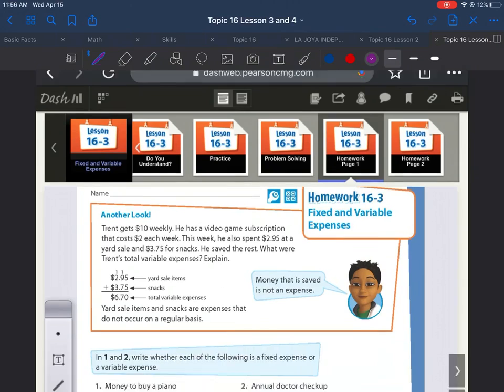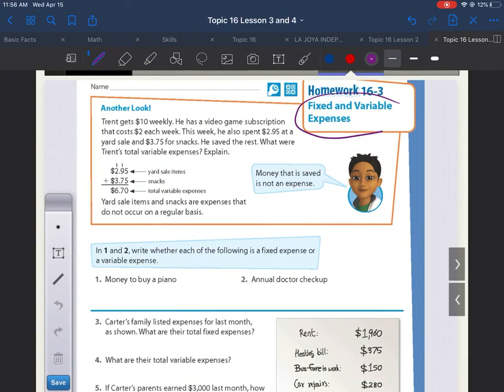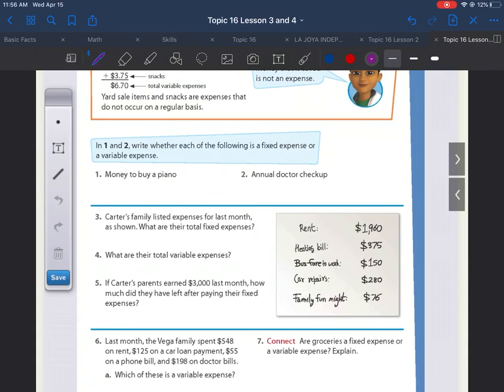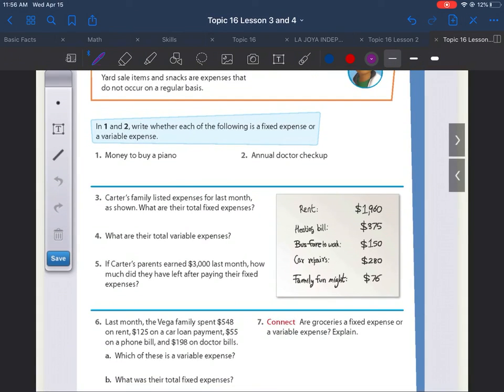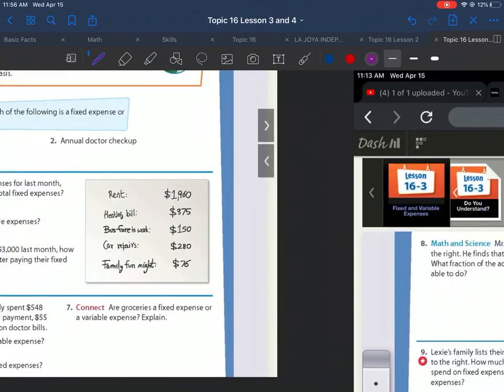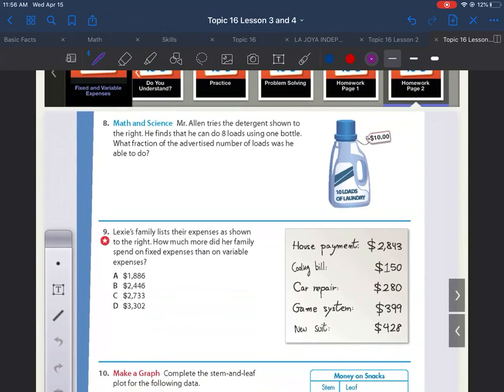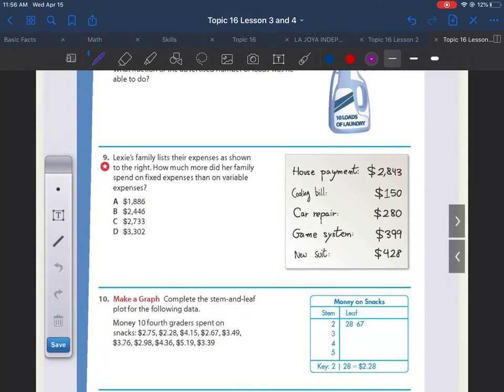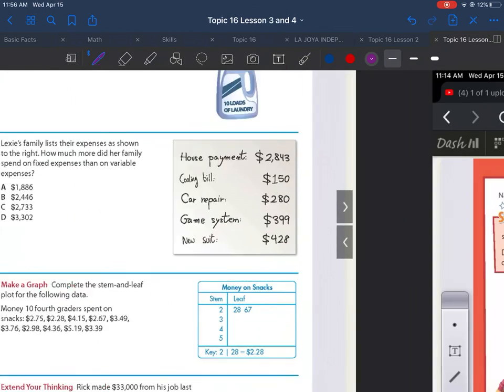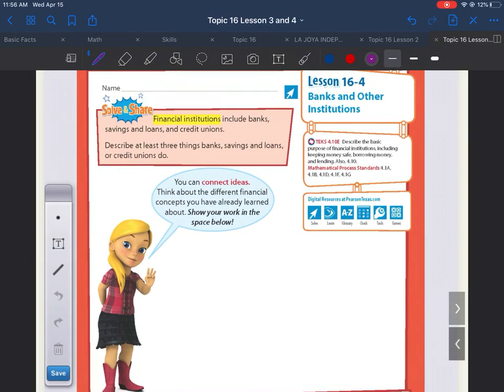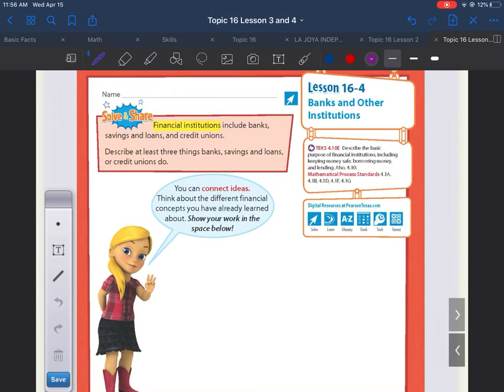Okay, boys and girls, I am going to continue to the next page, which is your homework. This is homework 16-3. Now, I did all the other problems with you. Make sure you guys are working on the homework. I'm not going to pick this up, but it will be on your test for Friday. So make sure you guys are practicing every single problem just the way that I practice with you. Okay? We're going to move over to the next lesson. Let me go ahead and stop the video and then I'll come back.